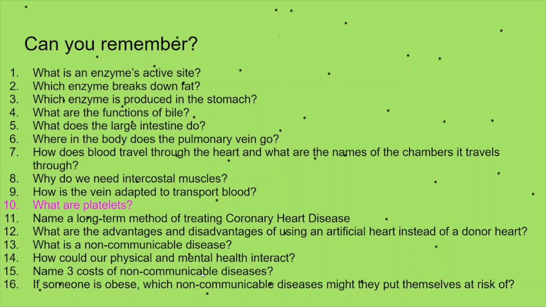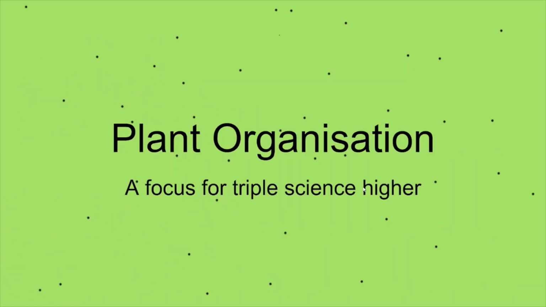Financial, the cost of treatments that the NHS has to pay is huge. The cost of adapting to living with a non-communicable disease, again, can be quite big depending on the disease. And non-communicable diseases mean that fewer people are able to work, which can affect the economy. And if someone is obese, it can put them at a higher risk of type 2 diabetes, cardiovascular diseases, and cancer. So now we're going to look at plant organisation.